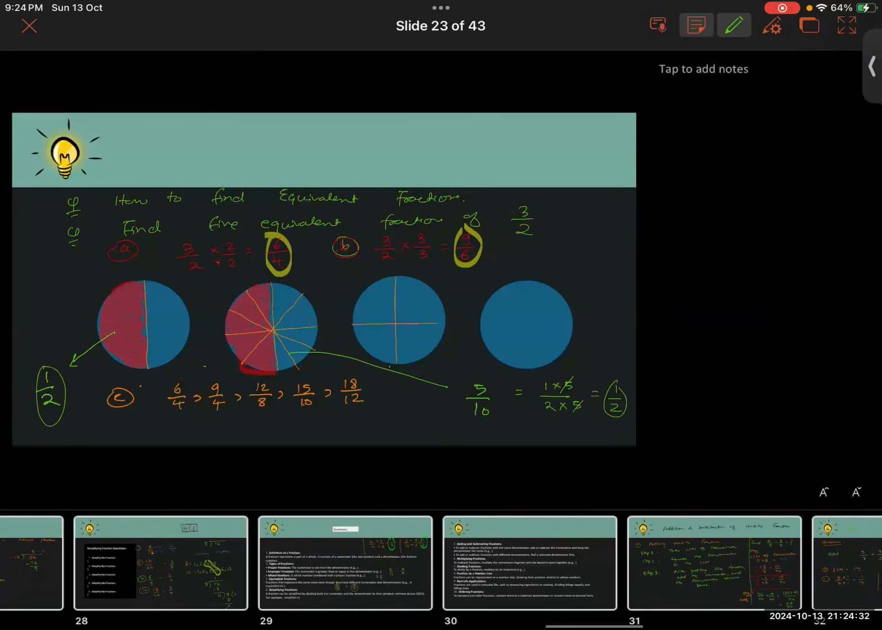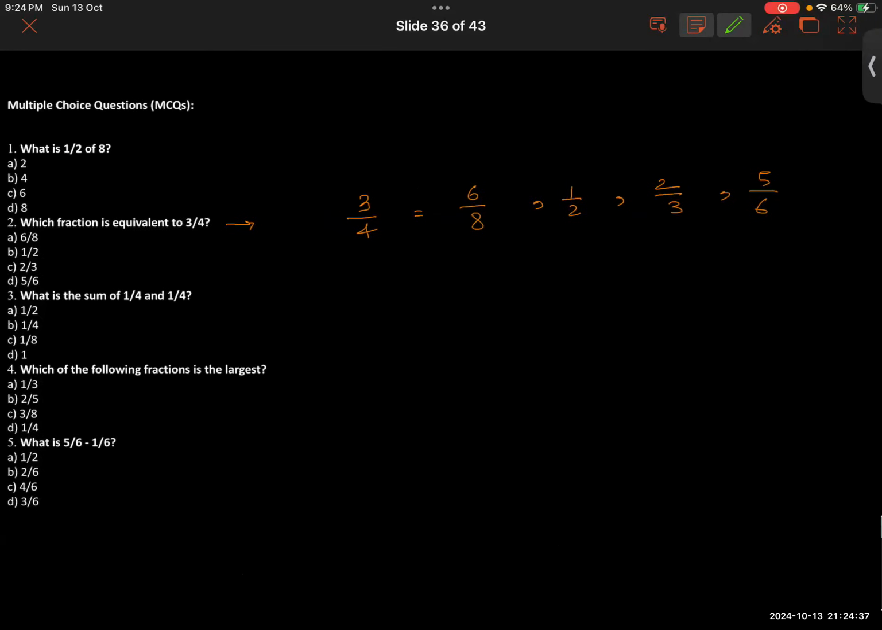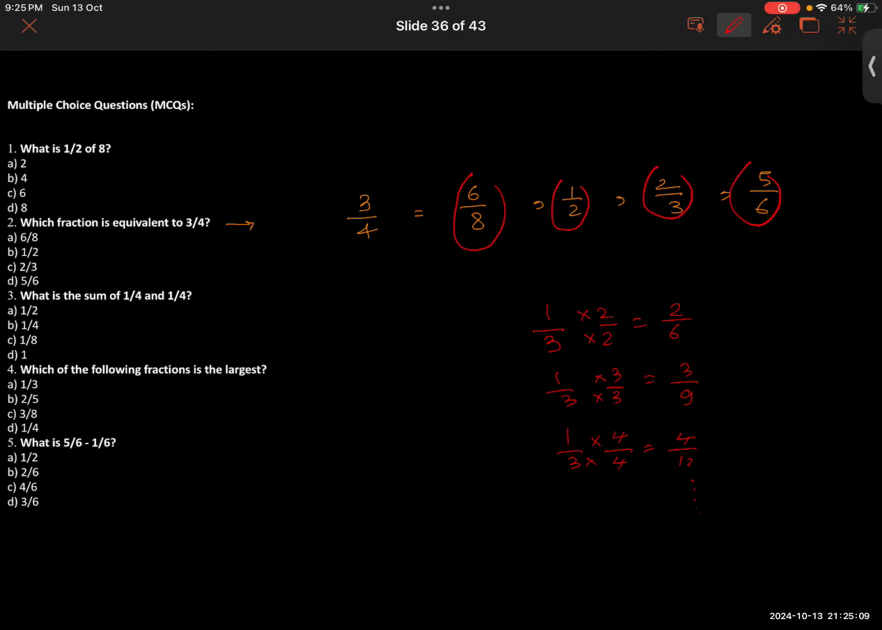Okay. And we had also learned about how we can find equivalent fractions. Suppose, for example, a number 1 upon 3 is given, and you are required to find 5 equivalent fractions. So you will simply start by multiplying both of them with 2. 1 2s are 2, 3 2s are 6. Then next time you will be multiplying it with 3. 1 3s are 3, 3 3s are 9. Then you will go on to multiply it with 4. 1 4s are 4, 3 4s are 12. Like this, you can continue.